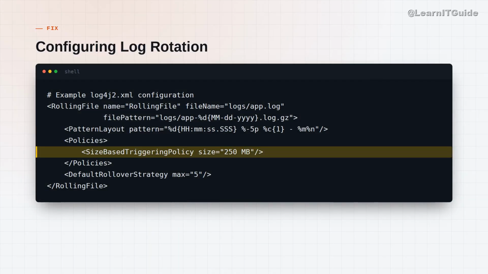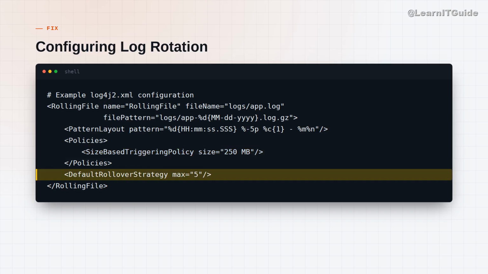To fix this, you must limit the size of your log files. This configuration tells your logger to start a new file once the current one hits 250 megabytes. It also keeps a maximum of 5 historical files. This prevents your application from ever consuming more than about 1.2 gigabytes of space for logs.